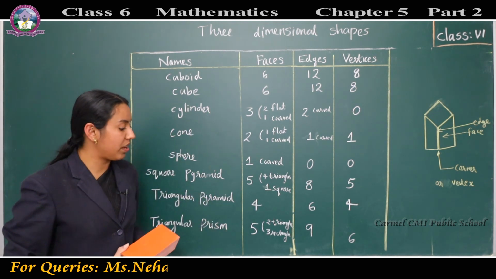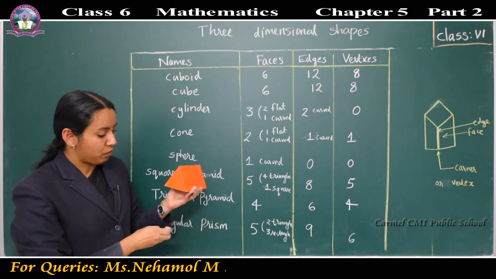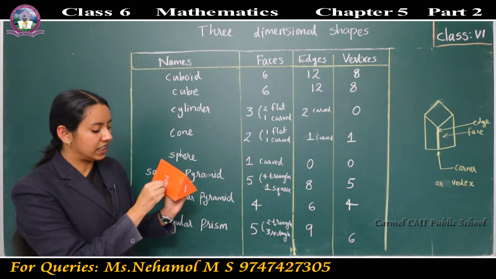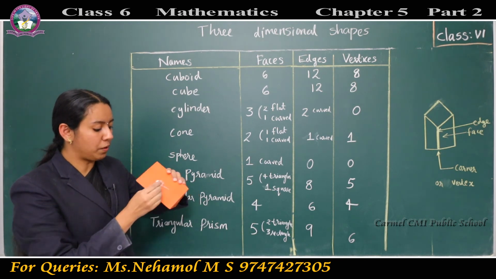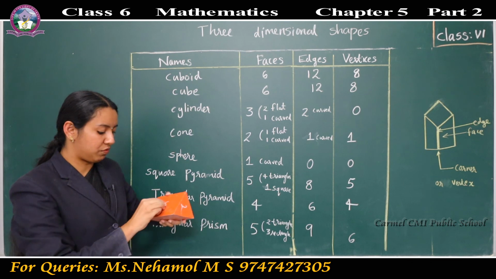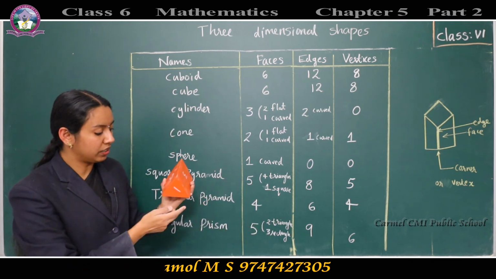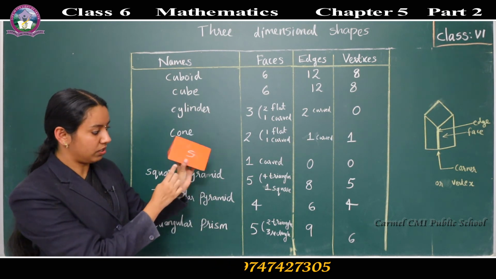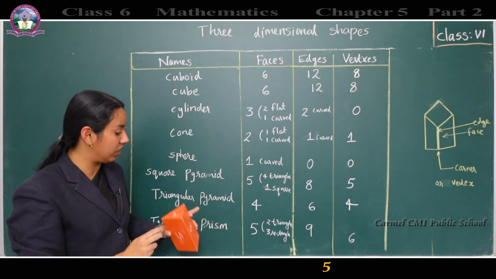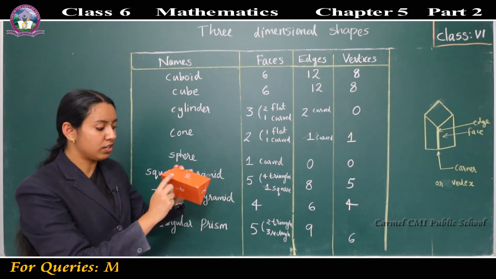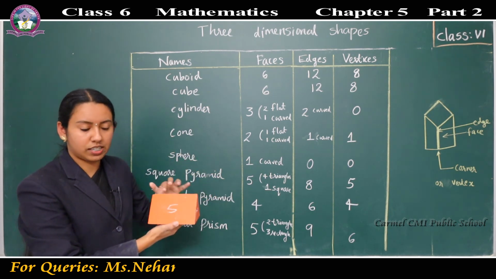Then how many faces are there? 1, 2, 3, 4, 5. Here there are 2 triangular-shaped faces, this one and this one, and 3 rectangular shapes, 1, 2, 3.